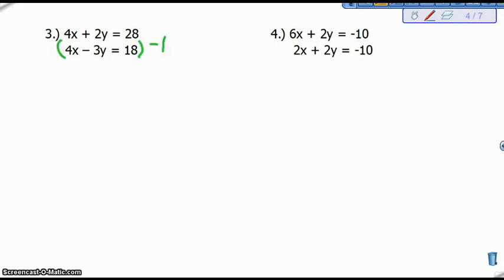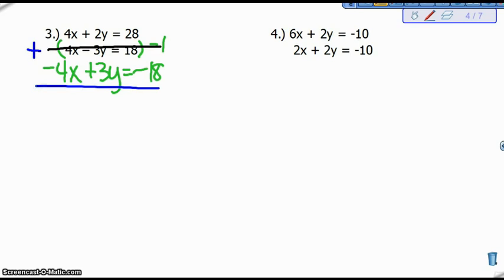So if I change that bottom one to be multiplied by a -1, it's going to change to -4x plus 3y is equal to -18. So remember, it changes the sign on every single number. And now, I don't have to worry about that equation. So now I satisfy my 2 conditions. One of my variables has the same coefficient, but they have opposite signs. So I'm going to go ahead and add these 2 equations together.